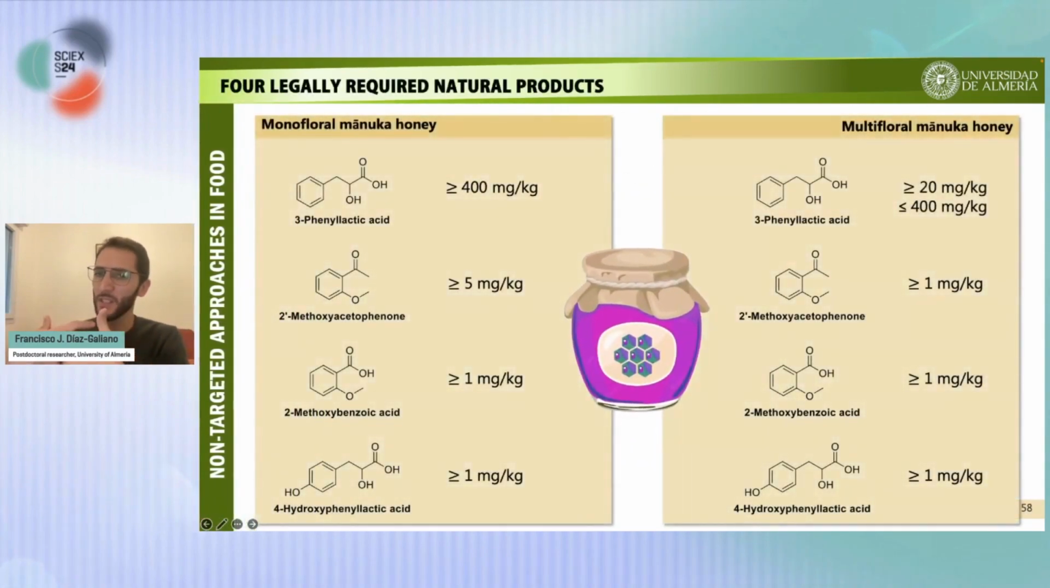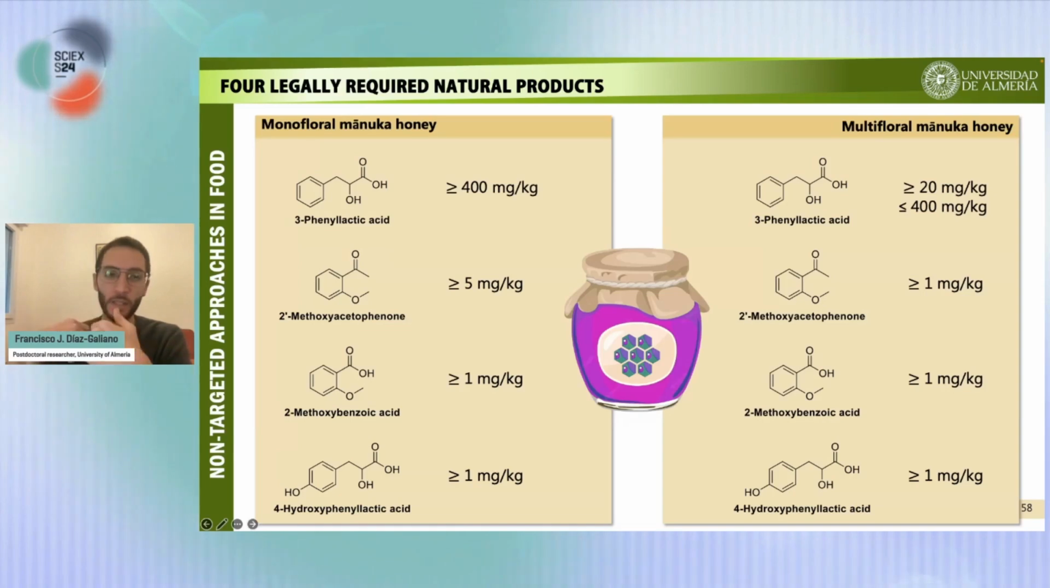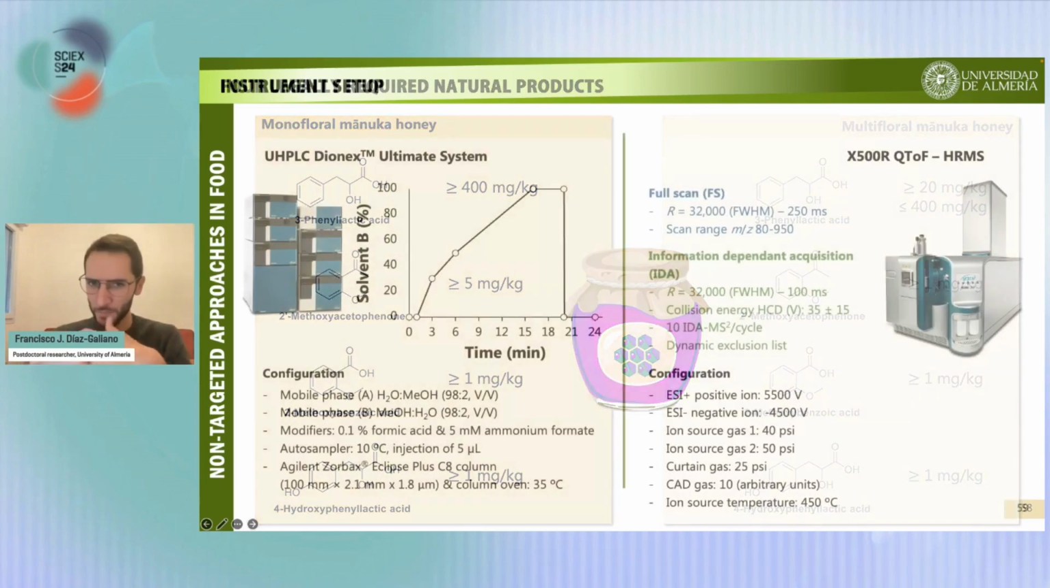So in 2017, the New Zealand government issued new legislation that required the presence of specific natural products at certain concentration thresholds, either in monofloral or in multifloral Manuka honey. The drawback of this approach is that these substances are freely available from many different vendors. Hence, they can be spiked into non-Manuka honey, and additionally, some of them are known to degrade somewhat fast, limiting the shelf life of Manuka honey. So for this work, we focused on monofloral Manuka honey because of its higher value.